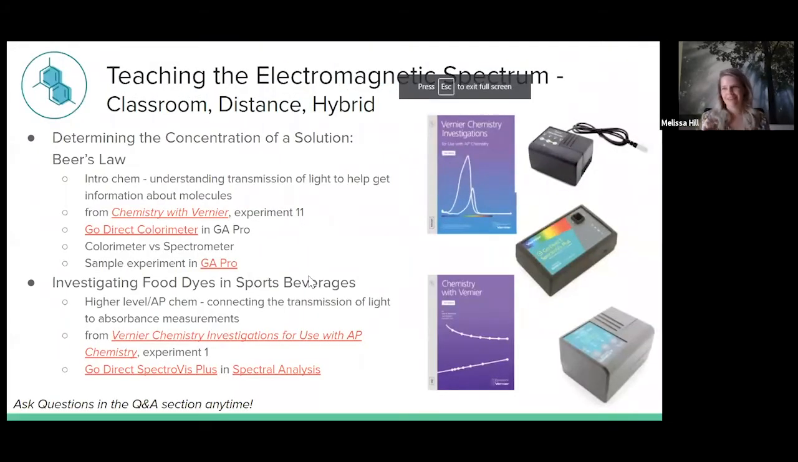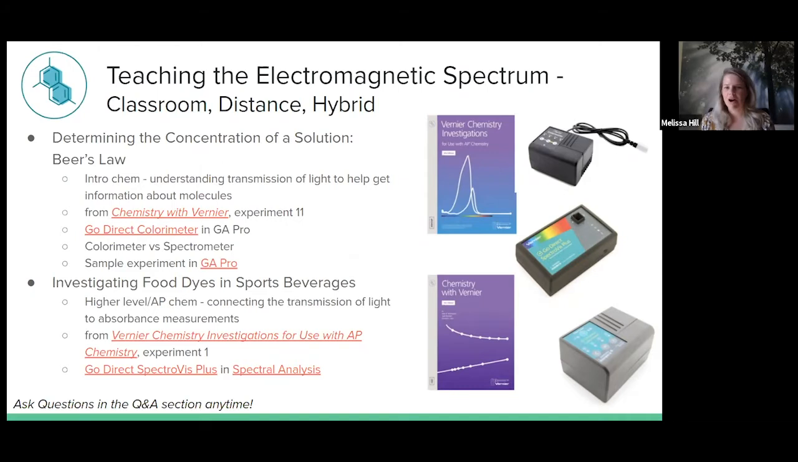So on to the name of the game, teaching the electromagnetic spectrum. Again, today we're going to be talking mostly about absorbance and transmission of light. I'm going to be talking about two experiments. The first is Beer's Law, a more straightforward, cookie-cutter experiment that you would give to your intro students. The second is a higher-level, inquiry-style experiment that connects more of that transmission of light and absorbance. So starting off with Beer's Law, introductory chemistry.